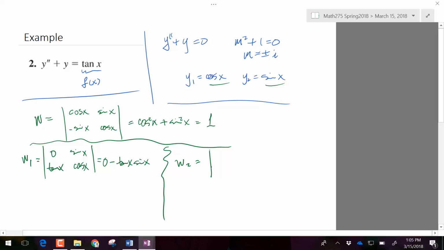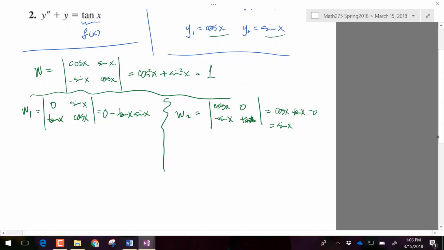And then the W2 will have the same first column as W, and the second column will change. So the first column is cosine x, negative sine x, and then the new column would be a 0 and f of x, which is tan x. And then that's a cosine times tangent. And the tangent is sine over cosine, so let's just call it sine x.